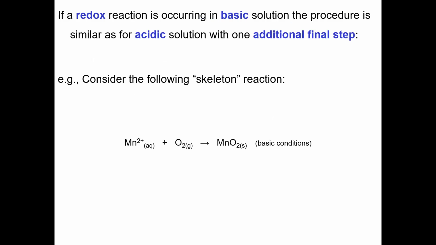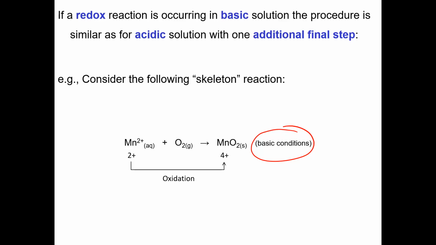If a redox reaction is occurring in basic solution, we're going to follow the same procedure as for an acidic solution, but once we have our overall balanced equation, we'll do one additional final step to switch over to basic conditions. So we'll illustrate this with the following example. Here we have the unbalanced redox reaction between manganese 2+ ions and oxygen to generate MnO2, which is an ionic compound, and we're told that this reaction is occurring under basic conditions.